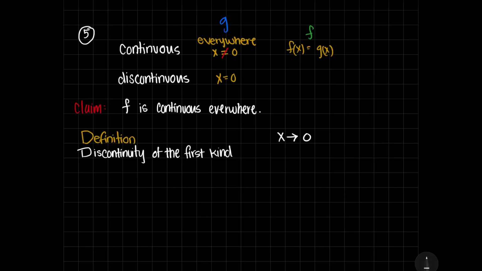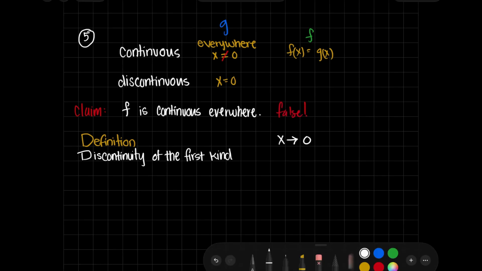Problem 5, g is continuous everywhere where x is not 0. That means that there's a discontinuity where x is 0. We're given that f of x is equal to g of x, and so it's telling us that f is now making this function continuous everywhere. What makes this statement false when a function with the first kind of discontinuity can always be made continuous?